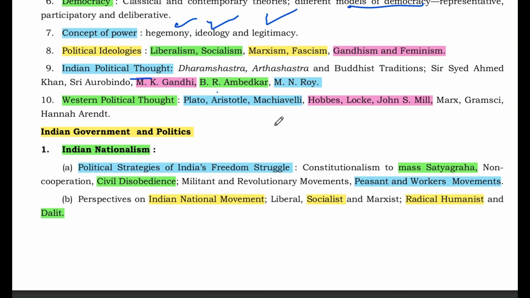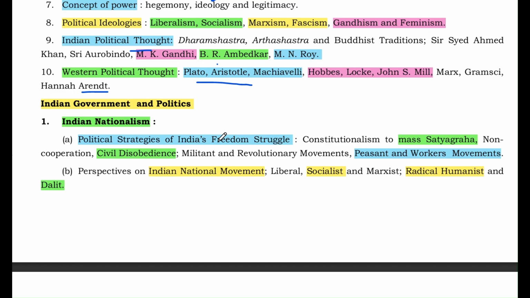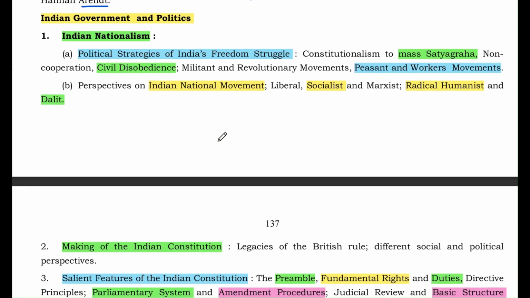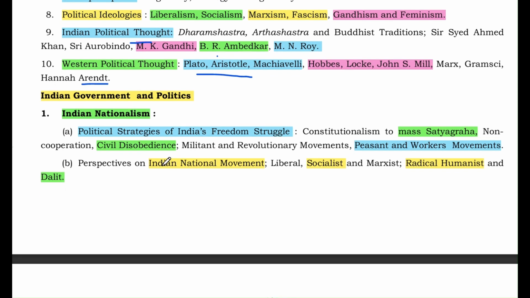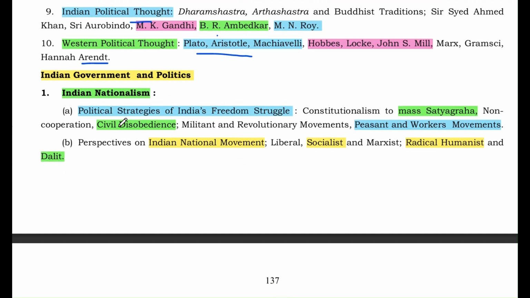It is important. Then next, Western political thought: Machiavelli, Aristotle, then Hobbes, Locke, Plato. These are important. Another is Hannah Arendt. Last time a question came from Hannah Arendt. So those political thinkers and political thoughts are important. Then Paper 1, Part B: Indian government and politics. Indian nationalism, then strategies of India's freedom struggle.